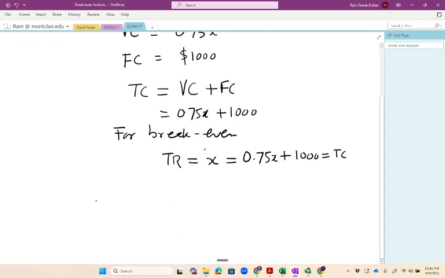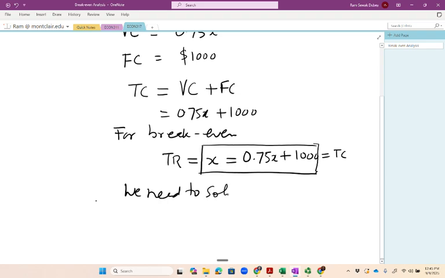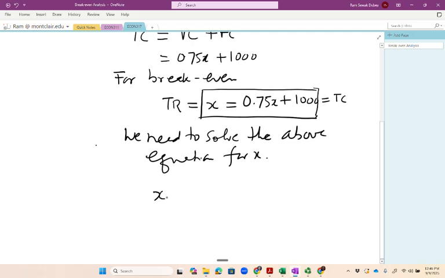So now I have one equation, the one in the middle, and I have one unknown, so we should be able to solve. So we need to solve the above equation for X. So I will rewrite it. I have X on the left hand side, 0.75x plus 1,000 on the right hand side.